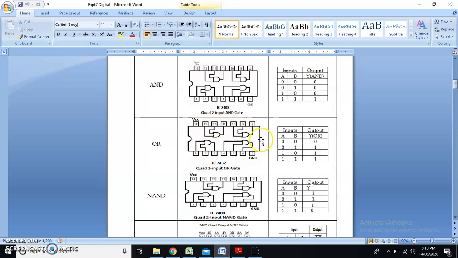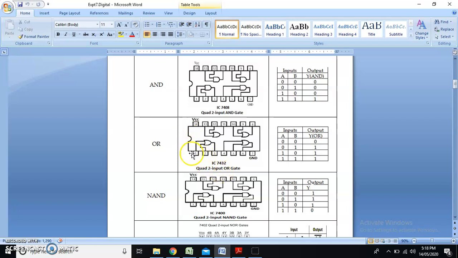Again, in the same way the OR gate is designed. Its IC number is 7432 and again it's a quad 2 input OR gate. Quad 2 input means 4 gates are there and each gate is having 2 inputs. There can be 4 input gates also. Likewise, the OR gate ICs are also available, but they are 2 input ICs, therefore specifically they have mentioned.